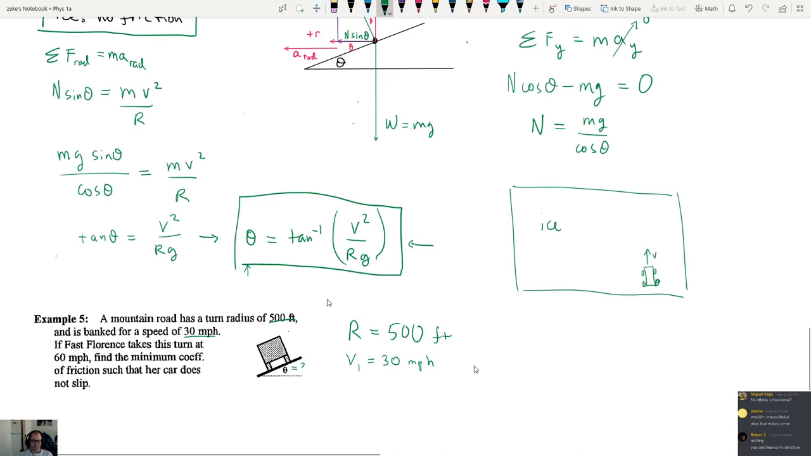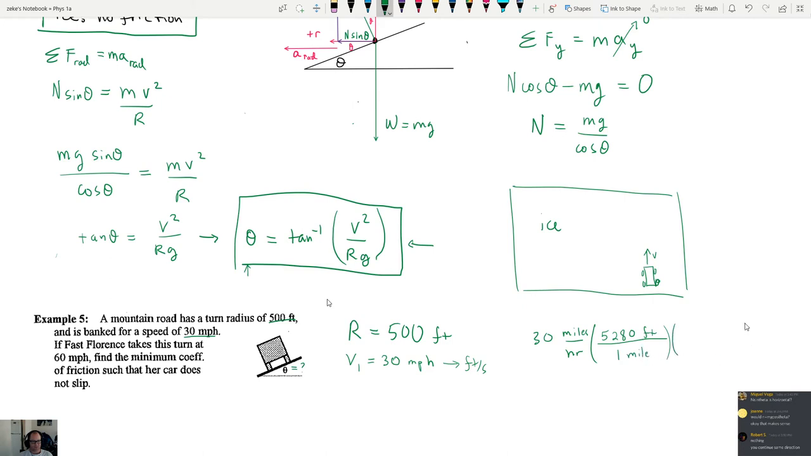So, we have to be careful now, because if I just blindly plug r in feet and v1 in miles per hour, I'm going to get some issues with units. So really, I need to convert this to feet per second. So let's do that. 30 miles per hour. If I want to convert to feet per second, then I need to know the number of feet in a mile, which is 5280 feet.